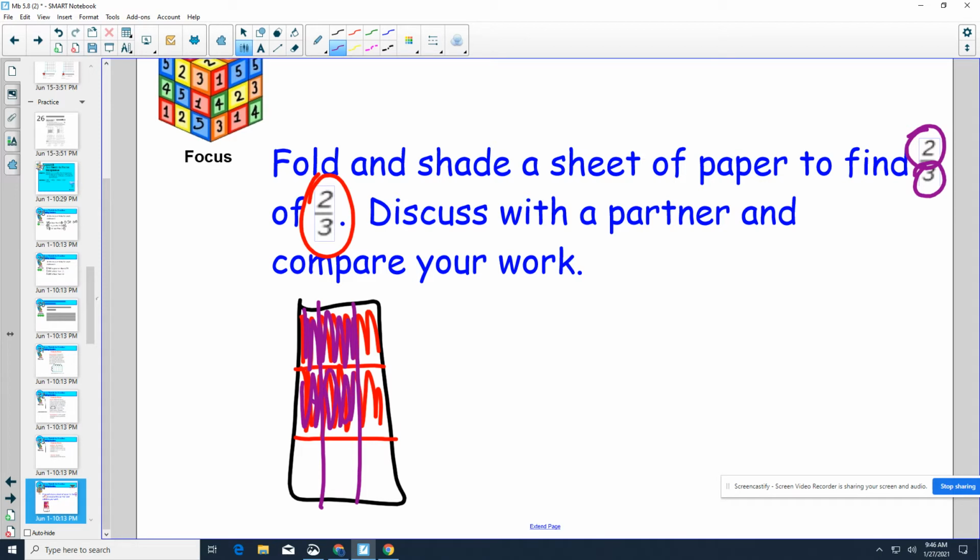And so when I do that, I should get 4/9. So 1, 2, 3, 4 pieces shaded out of 9 total. So 2/3 means 2 out of every 3 pieces needed to be double shaded. So 1, 2 out of 3, 1, 2 out of 3.